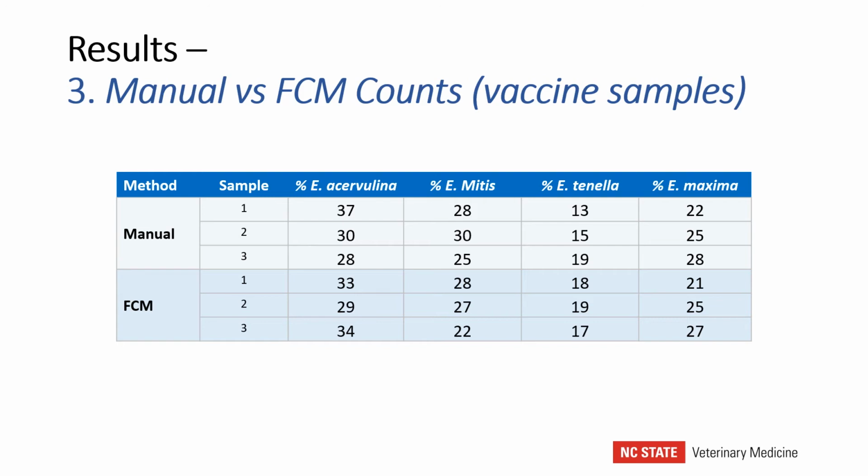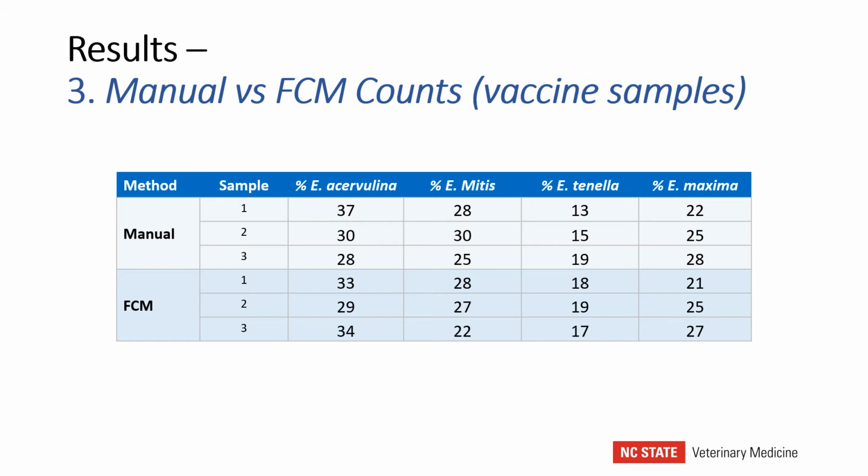First, we analyzed 3 different vaccine vials at 3 different times by flotation and flow cytometry. For flotation, we counted up to 100 oocysts and classified them into the different species. For flow cytometry, the proportions of each species were calculated using the counts from each species in relation to the total count. There were no significant differences between the proportions found of each oocyst species in vaccine vials, whether they were counted manually or by flow cytometry.